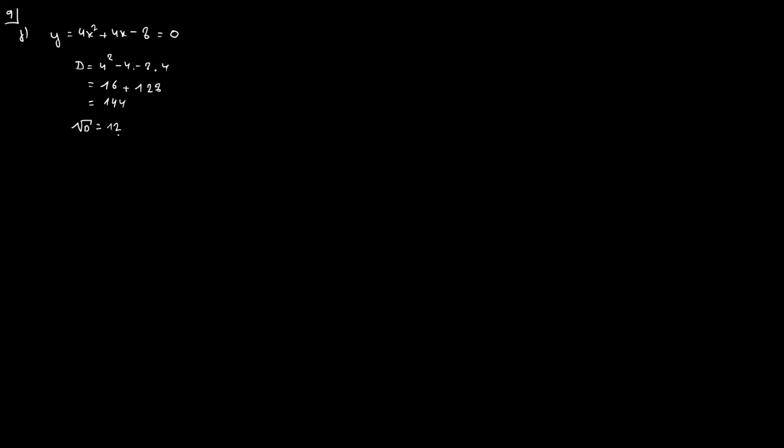equal to 12. So we can find our roots, x1, x2, and it's going to be equal to plus minus 12, negative b, minus 4 over 8. We're going to find two solutions. We're going to get negative 16 over 8, which is negative 2, and in this case we're going to add, so we get positive 8 over 8, so 1.